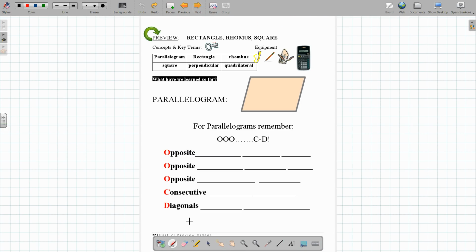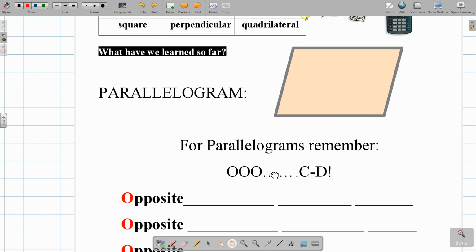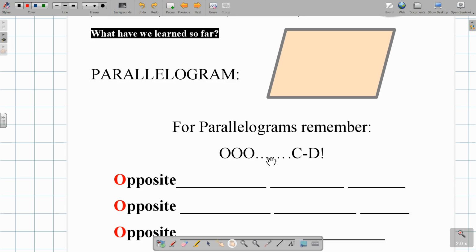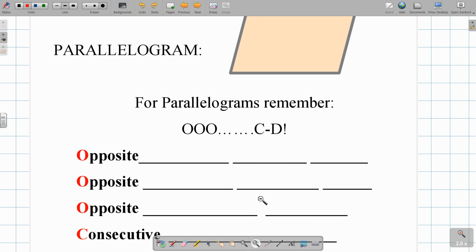So today we're going to be focused still on the family of parallelograms, and we're going to be taking a look at rectangles, rhombi, and squares. And they're all interrelated. But because a rectangle, a rhombus, and a square are all themselves parallelograms, let's recap what we know about a parallelogram. And that is OCD.